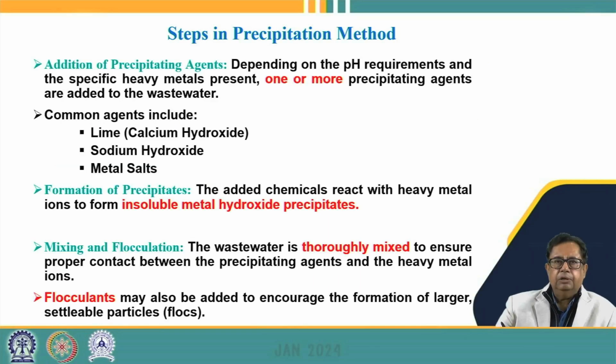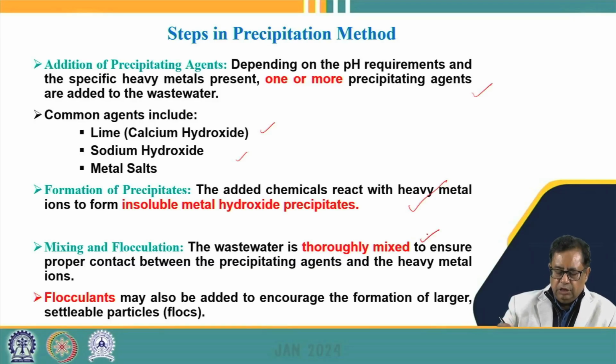So then we have to add the precipitating agents, where we can add one precipitating agent, or we can use a combination of precipitating agents, where we can use either lime, sodium hydroxide, or the metal salts. Once these precipitants are added, they will form insoluble metal hydroxide precipitates, and these metal hydroxide precipitates can be separated from the wastewater.